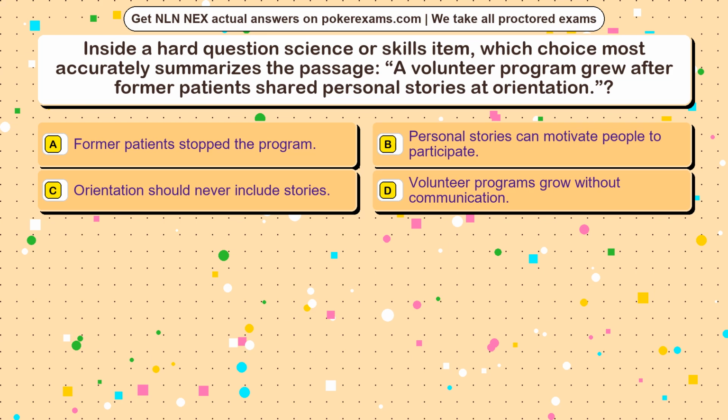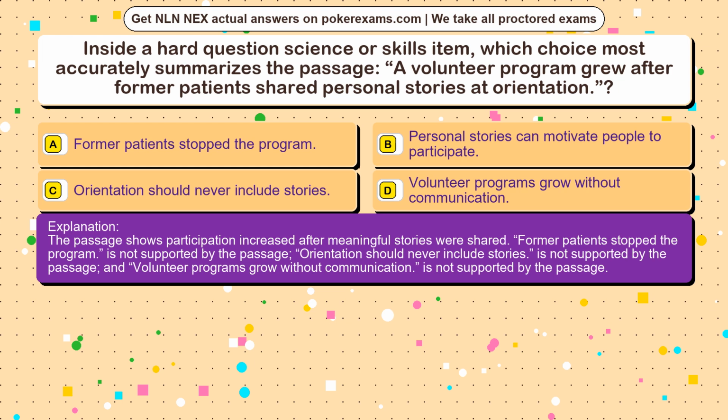The correct answer is option. The passage shows participation increased after meaningful stories were shared. Former patients stopped the program is not supported by the passage, orientation should never include stories is not supported by the passage, and volunteer programs grow without communication is not supported by the passage.